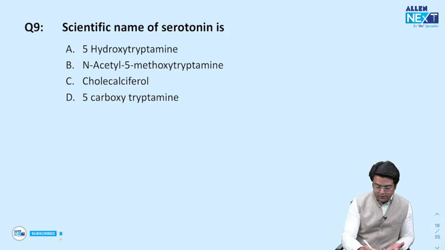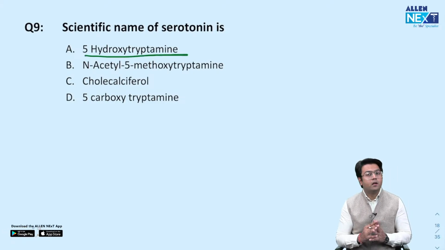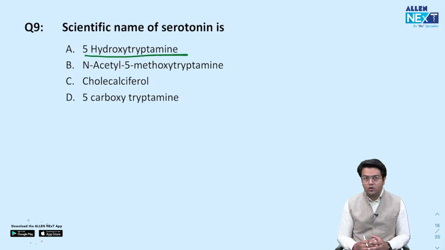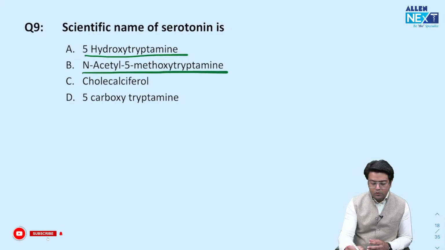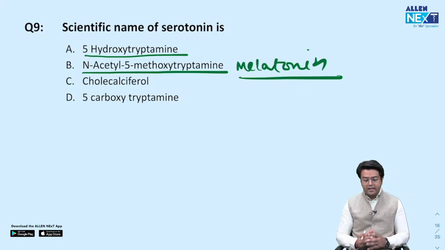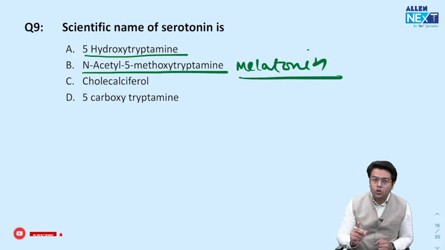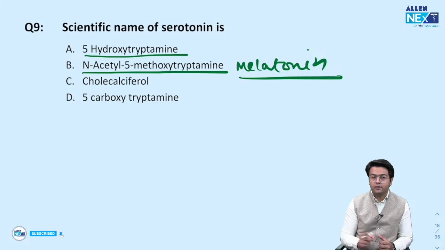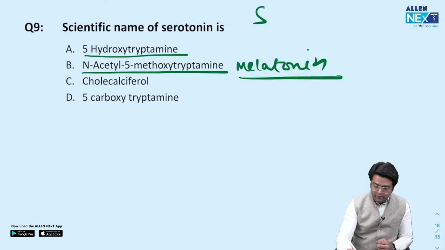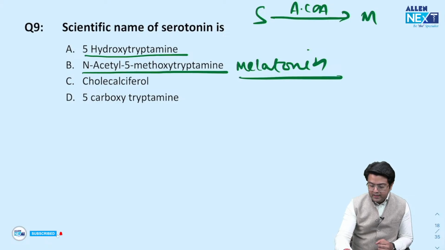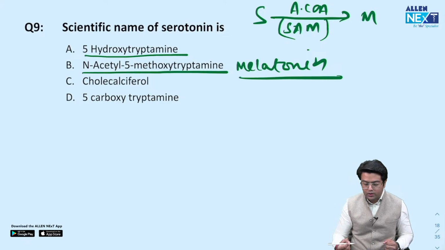Serotonin is, so the answer is 5-hydroxytryptamine. This is the product of tryptophan, we all know. And guys, the second product of tryptophan is melatonin, that is N-acetyl-5-methoxytryptamine. To convert serotonin to melatonin, we need acetyl-CoA and SAM, that is S-adenosylmethionine. So when I want to convert serotonin to melatonin, I need acetyl coenzyme A and I need S-adenosylmethionine as a methyl donor. SAM is the donor, right?